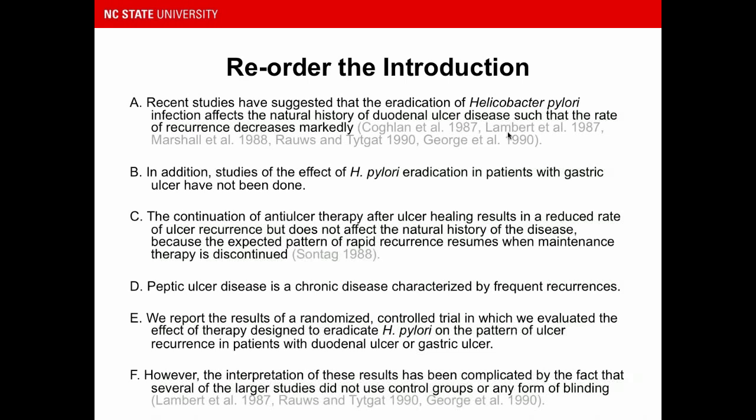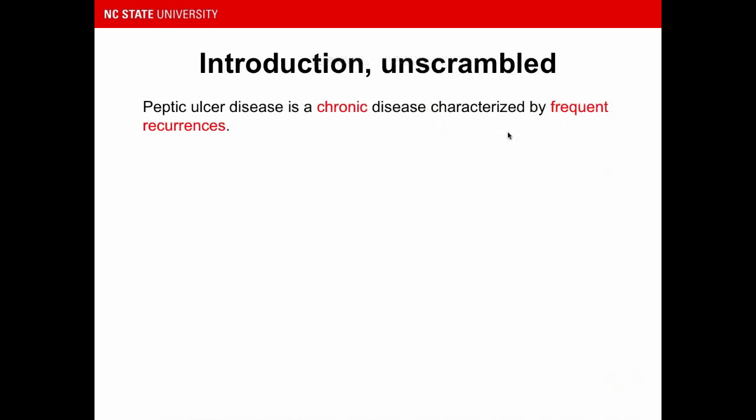Okay, so we know from the Create a Research Space model that the first thing we have to do in an introduction is start with a sentence that establishes both a topic and the reason why it's important for the field. So the sentence here that goes first in the paragraph is D. It says, peptic ulcer disease is a chronic disease characterized by frequent recurrences.